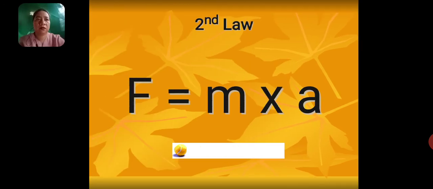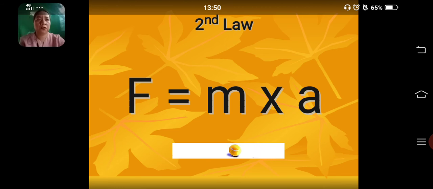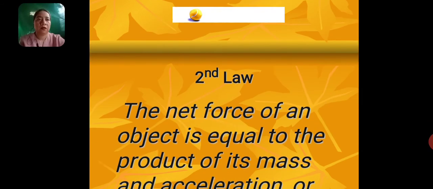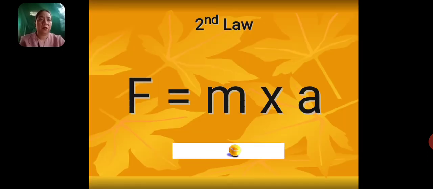Okay, next. Newton's second law of motion. So, what can you say about the formula? F is equal to M times A. What does F mean? Yes, it is force. How about M? Yes, it is mass. And how about the letter A? Okay, very good. That is acceleration.